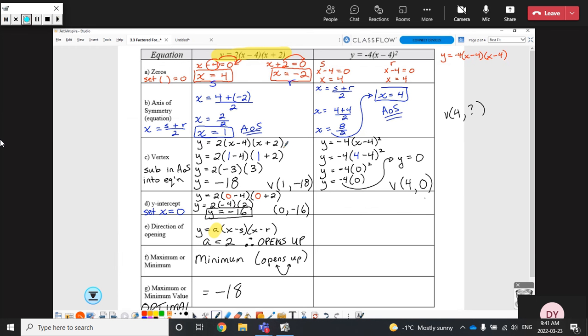Okay, the y-intercept, that occurs when we set the x value equal to 0. So we're going to go ahead and sub in 0 for x.